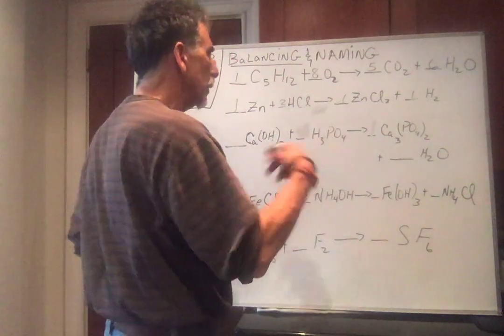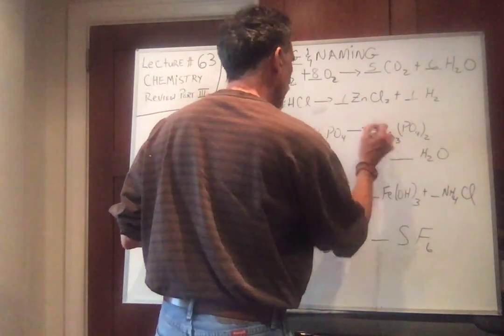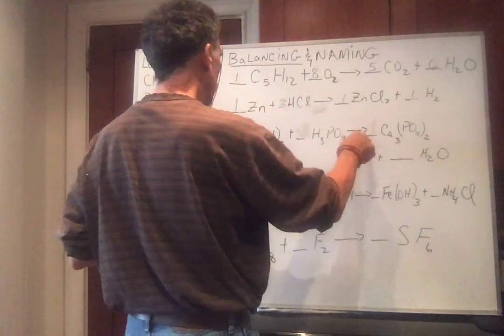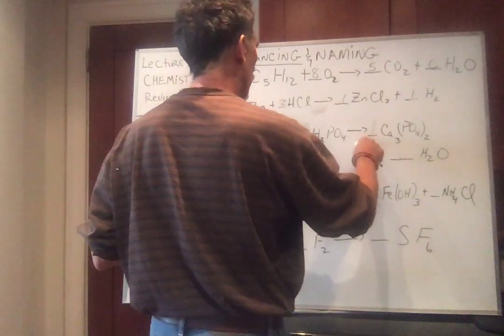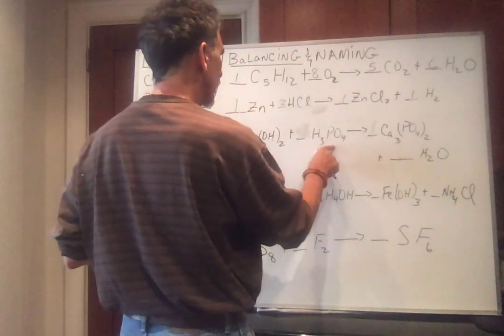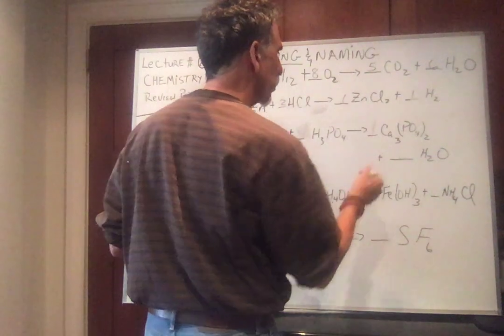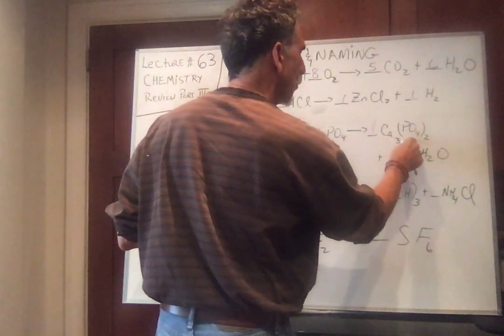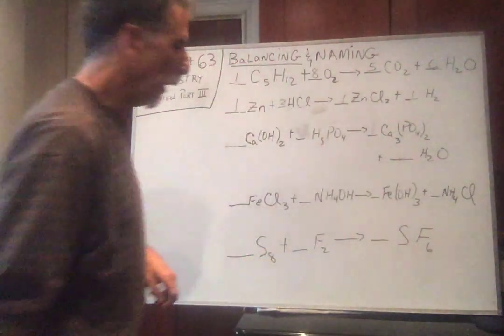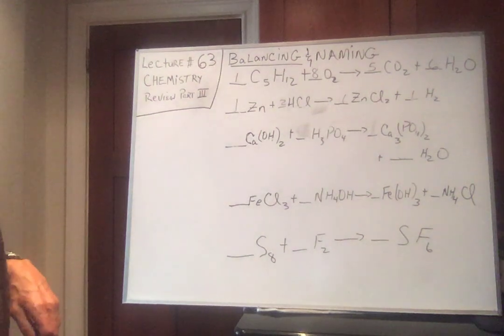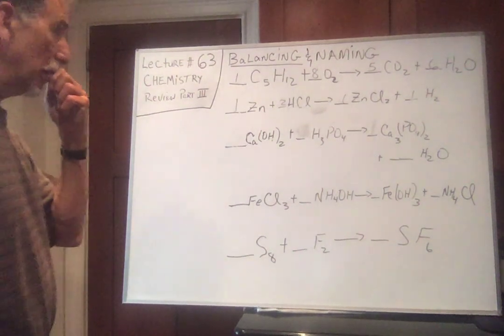So it looks like maybe a replacement here. The calcium is replacing the hydrogen, and then the water. So it's a double replacement. We get calcium phosphate and water out. And how can we balance this one? Let's see.